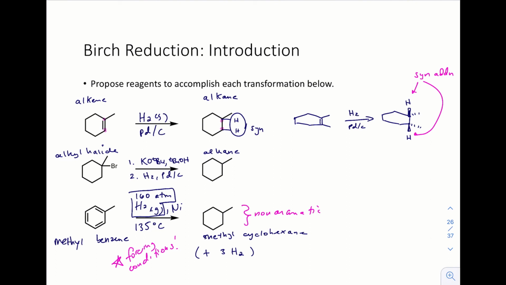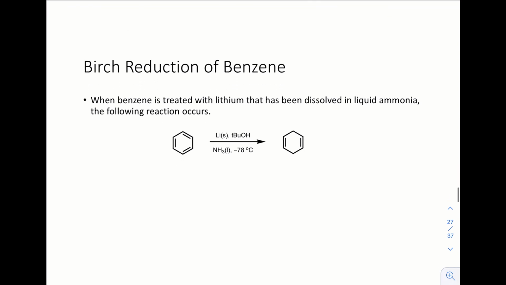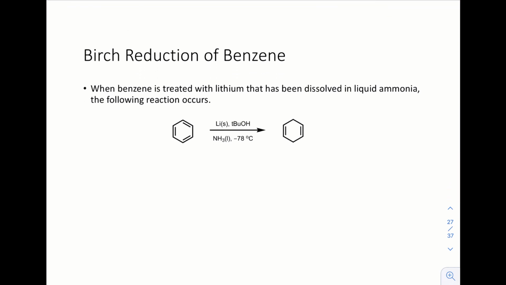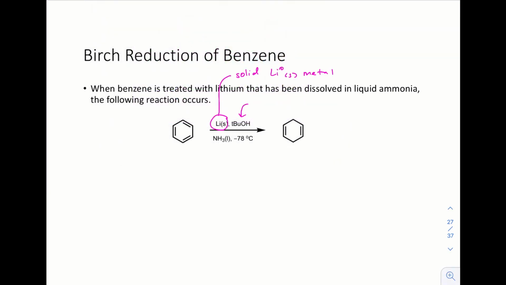The Birch reduction is related to the dissolving metal reduction, and it's a way to reduce benzene. So it does not require 160 atmospheres of hydrogen gas. It does, however, require solid lithium metal. And T-butanol is an additive here. It's not the solvent. It is serving as a proton source.